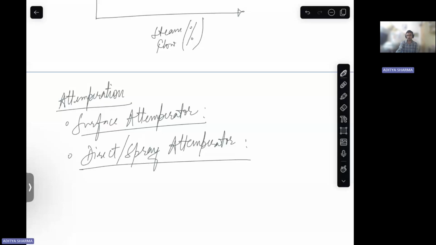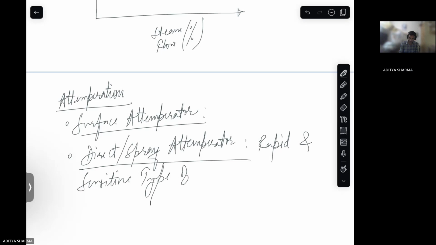So this type also is considered a very rapid and sensitive means of temperature control of the steam that is exiting the superheater. Okay, so this is your temperation.